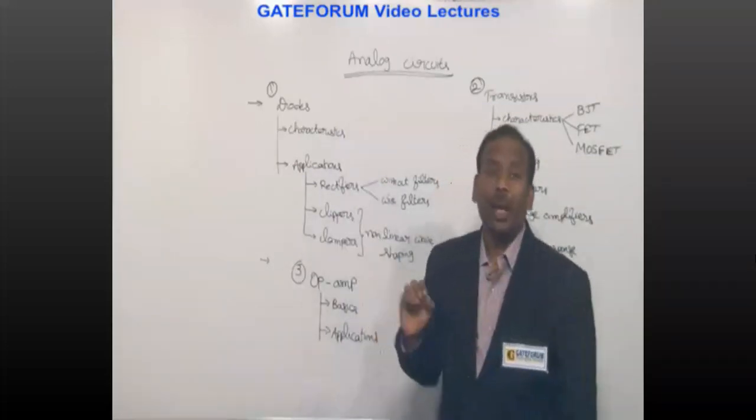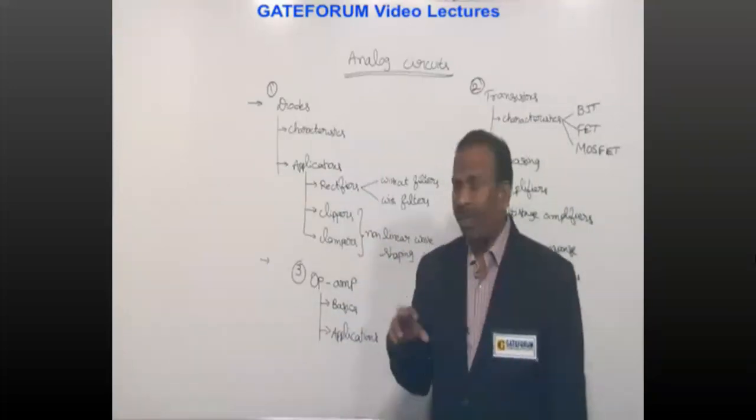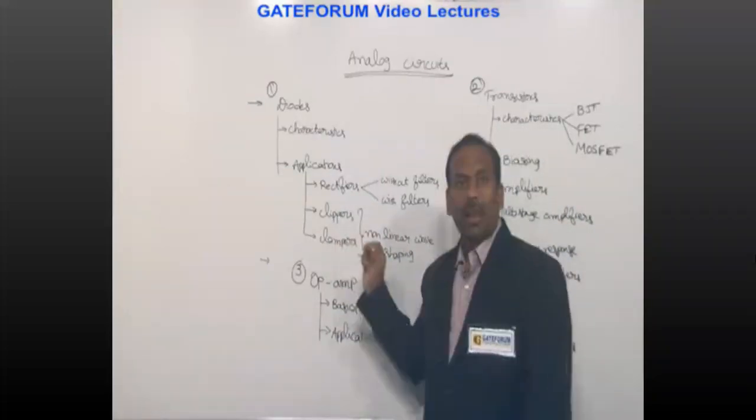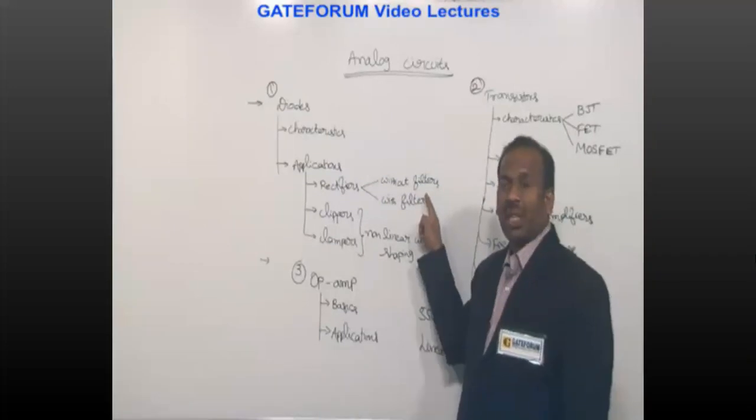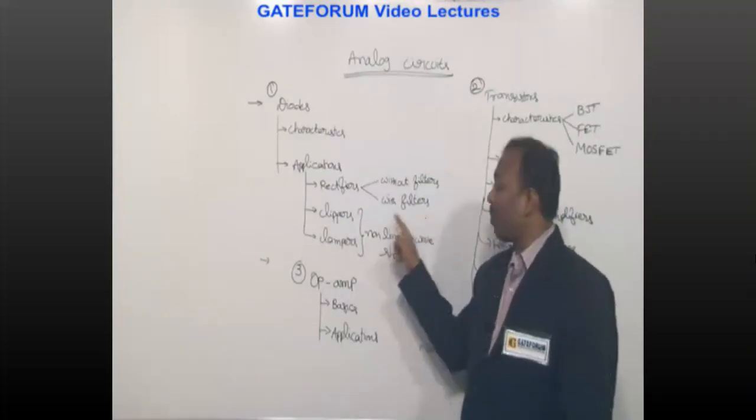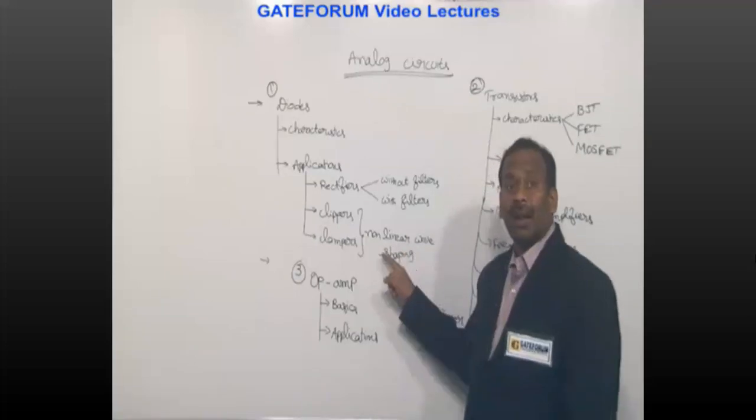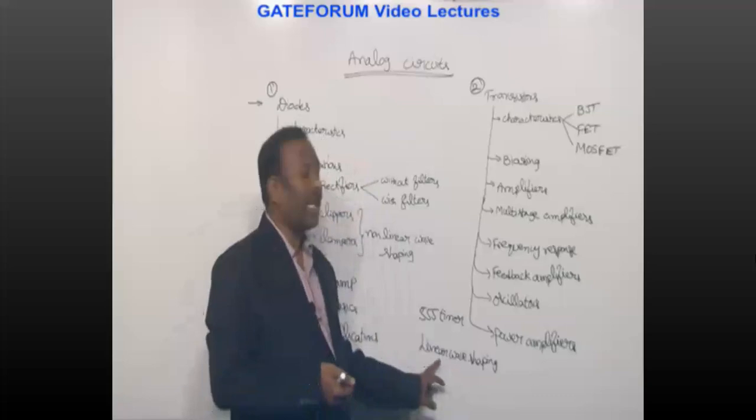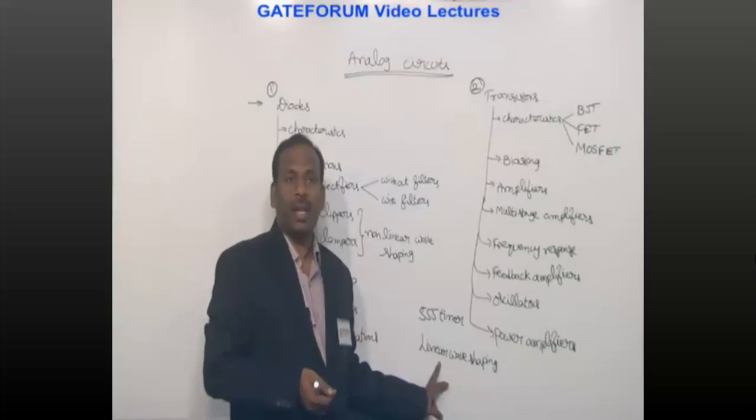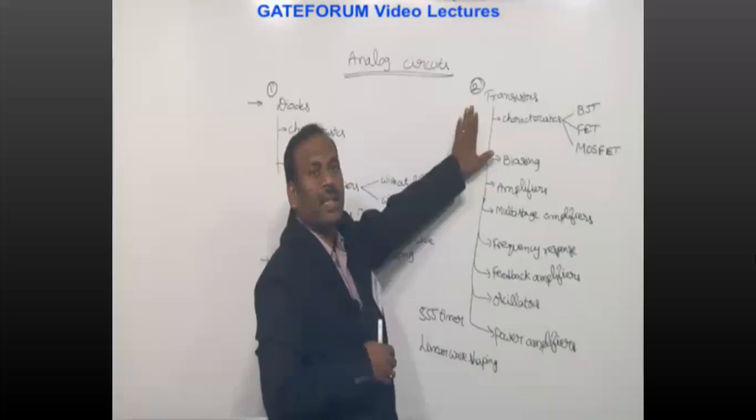Then comes diode applications. Applications of diode are rectifiers, clippers, clampers. Rectifiers, once again, without filters we are going to study, with filters we are going to study. Then clippers and clampers come under the category of non-linear wave shaping. There is one more thing, linear wave shaping is also there, that we'll see at the end. Then comes the second one, transistors.